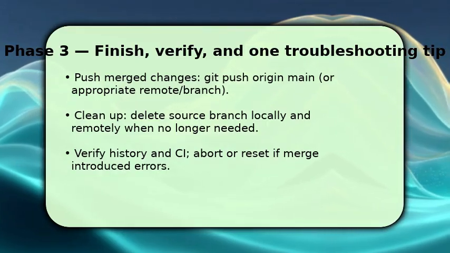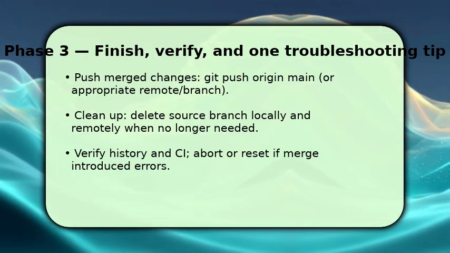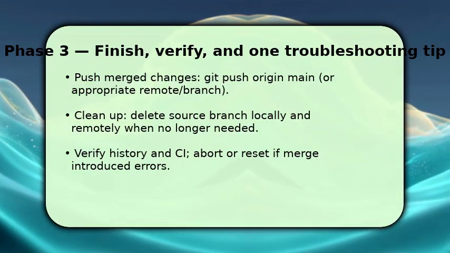If something goes wrong during merge, use git merge --abort to return to the pre-merge state, or git reset --hard ORIG_HEAD to recover. This is the key troubleshooting step to undo a bad merge quickly.